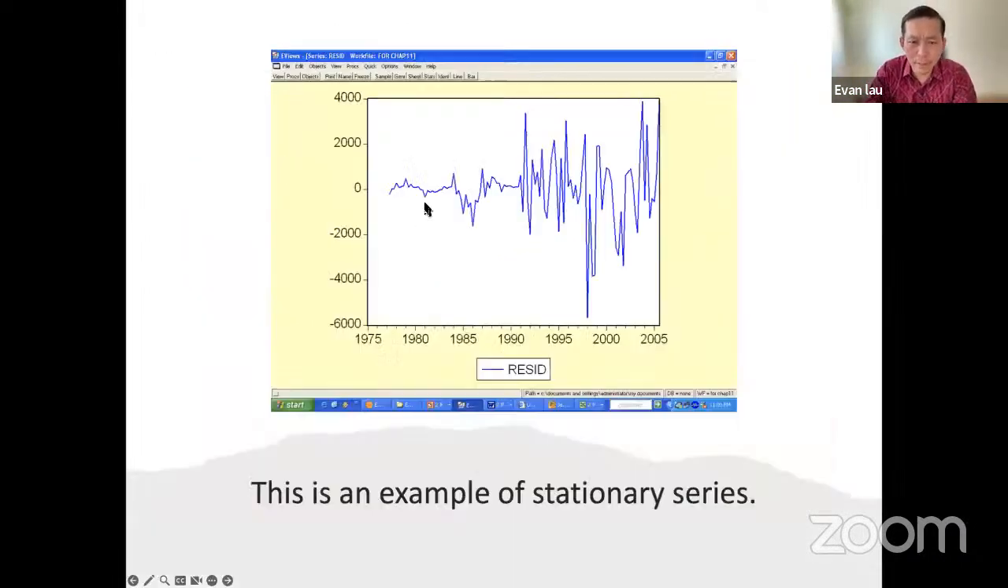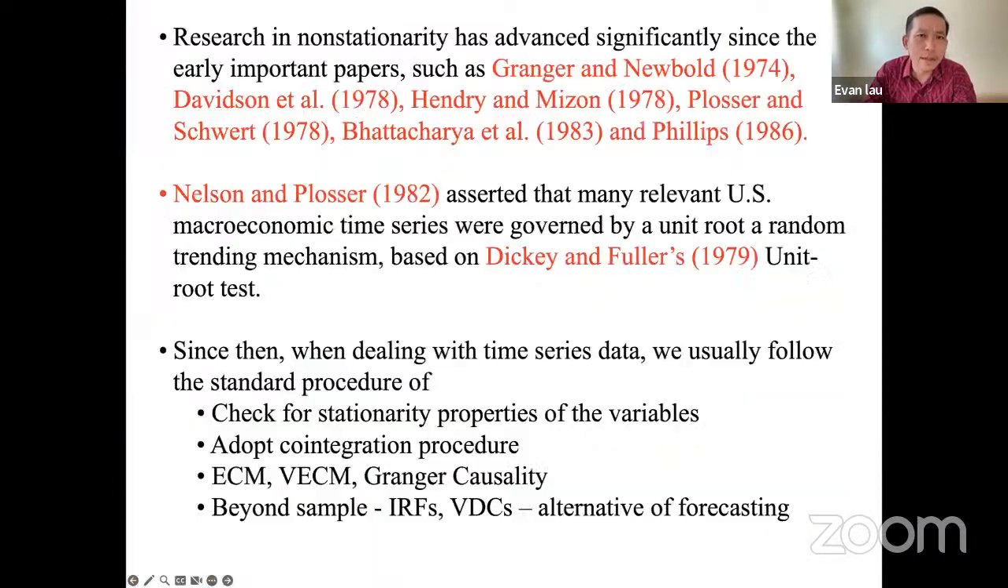If I go back a bit to the slide here, since then, 74, 80, 82, and then we have 1987, and so on. These have been the standard procedure, especially if you use time series analysis, right? This is the standard procedure that has been adopted in all the research papers published on time series analysis. This is already the standard procedure until today, 2023.